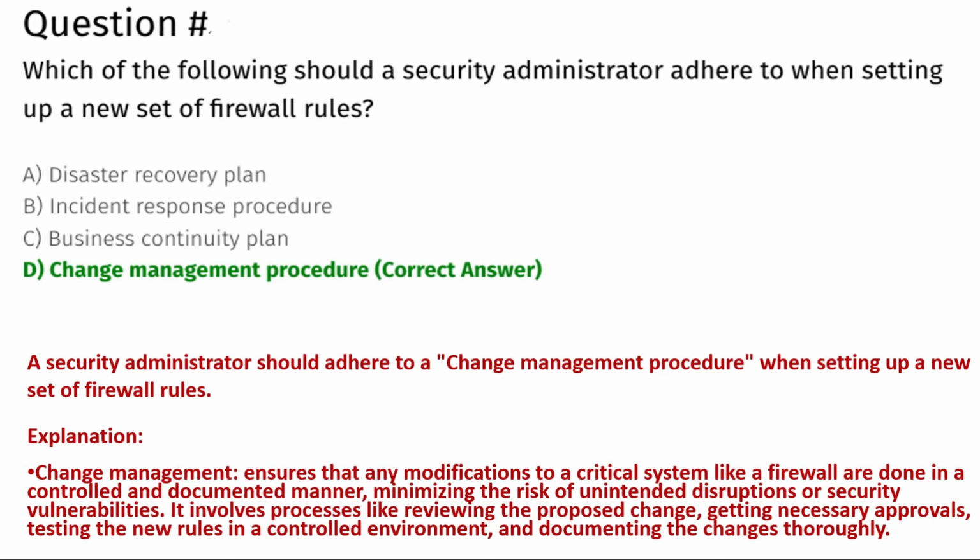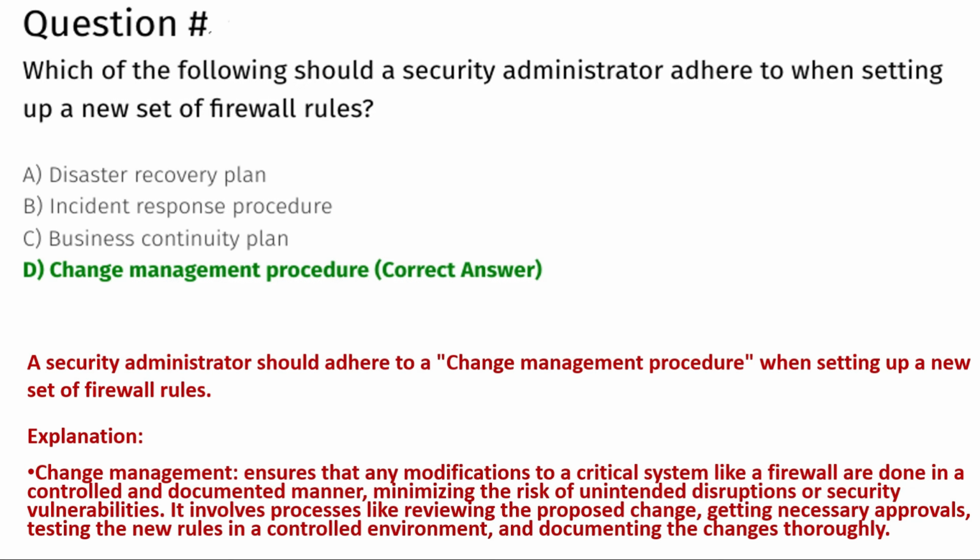The next question is, which of the following should a security administrator adhere to when setting up a new set of firewall rules? Option A, disaster recovery plan. Option B, incident response procedure. Option C, business continuity plan. Option D, change management procedure. And the correct answer for this question is change management procedure. So let's check the explanation.